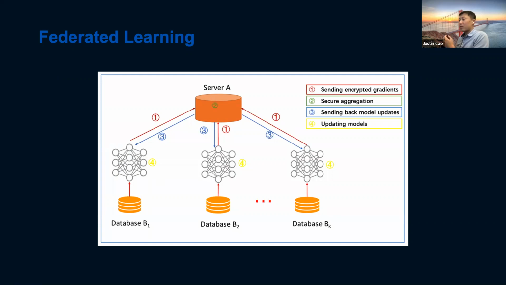But what happens here is obviously the raw data has not been shared with each other. Only some intermediate result of the model parameters has been passed back and forth, right? So that's how federated learning works.